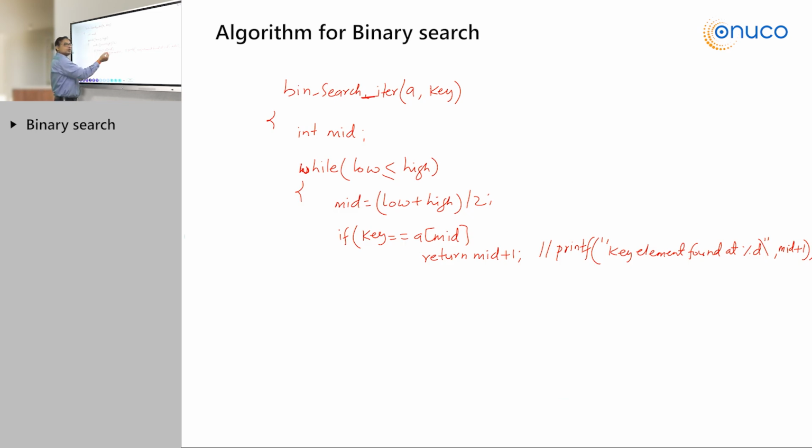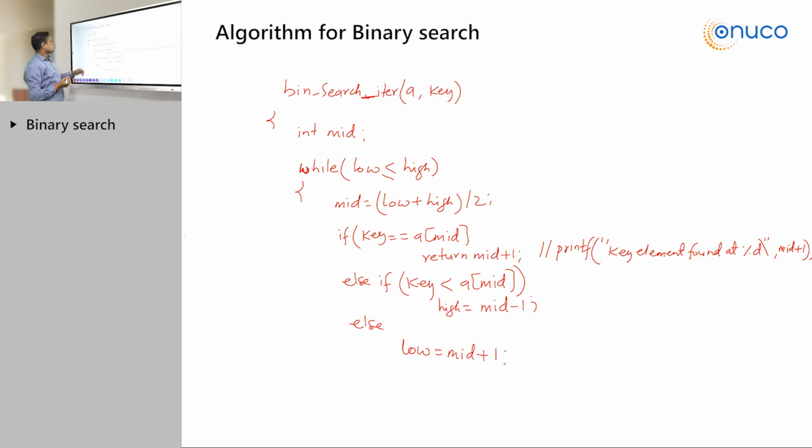If key is equal to A of mid, we have written that. Else there is a case, else if key is lesser than A of mid. If key is lesser than A of mid, it means you are going to search in the left array. If you are searching in the left array, then you are going to write high is equal to mid minus 1. Else, low is equal to mid plus 1.